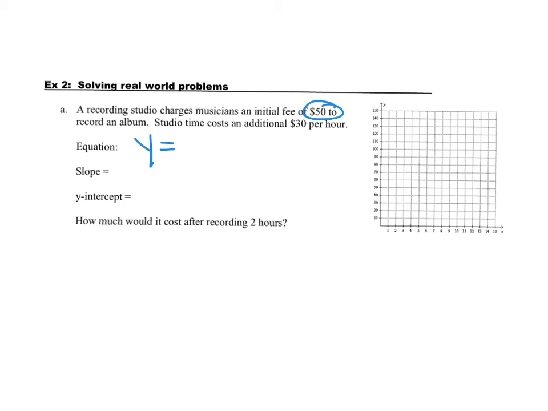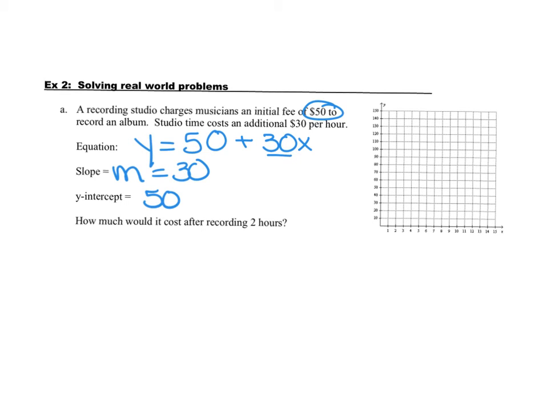So even when you haven't paid for any lessons, you have already paid that initial fee. And then you have to pay $30 per hour. So you're starting at the 50, you're going up 30 for every hour that you have. So up 30 over 1. All right, so what is our slope? Well, remember the slope is the per hour. Our slope is the number with the variable, that's 30. Our y-intercept is at the 50.